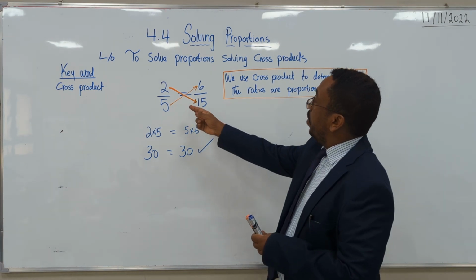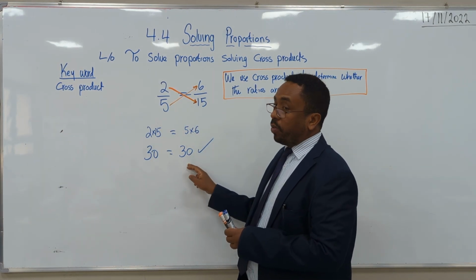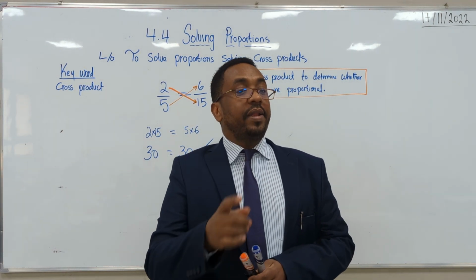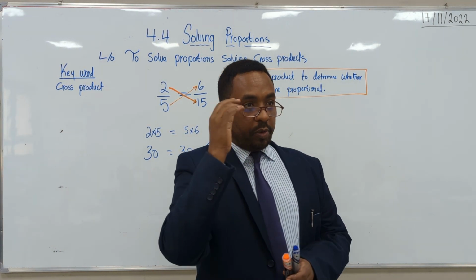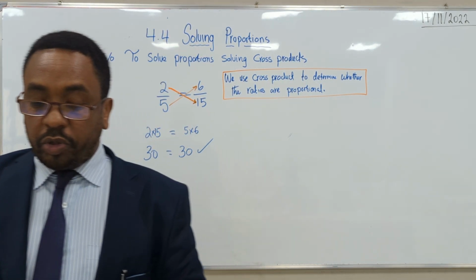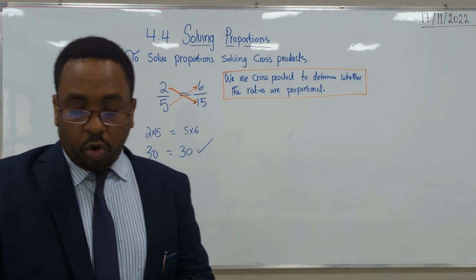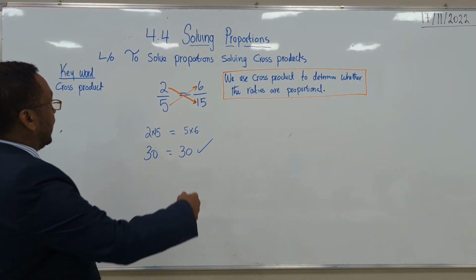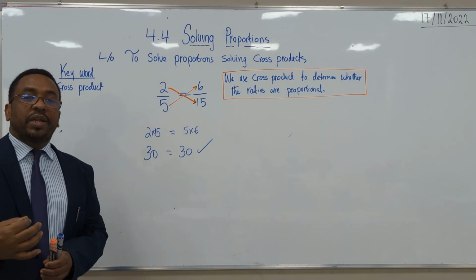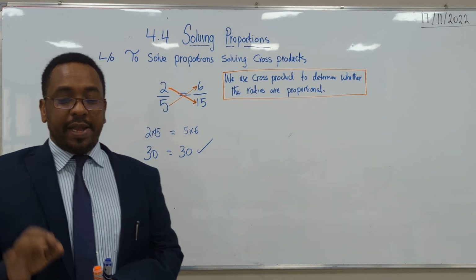Now, remember, when we cross multiply, they become equal. What happens if they are not equal? Then they are not proportional. Does that make sense? Great. So now I want you to remember also we can solve. Today's lesson is to solve proportions. We can solve proportions to find a missing number.